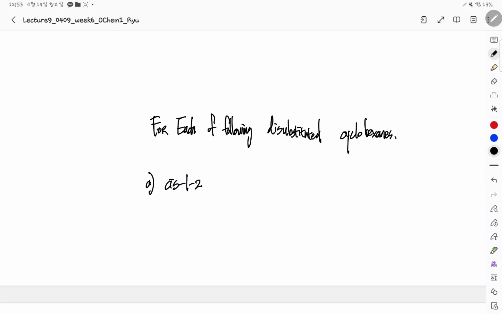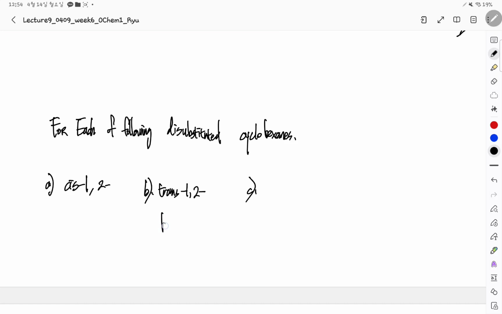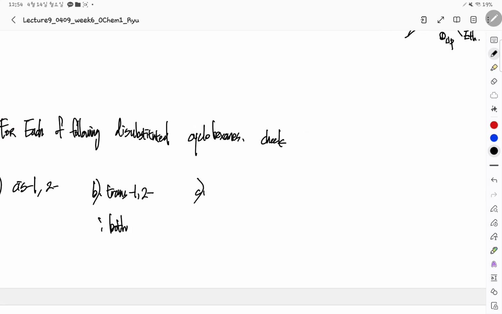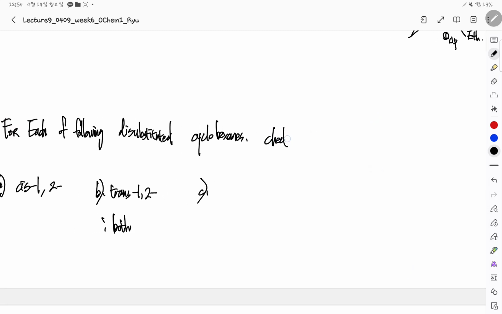And you already saw, right? Cis 1,2 versus trans 1,2, right? So trans 1,2, you know that you have both equatorial, and if you do ring flip, you'll get both axial, right? So that was the trans. But cis, you've already seen, right? One equatorial, one axial for both conformers. This is 1/1.